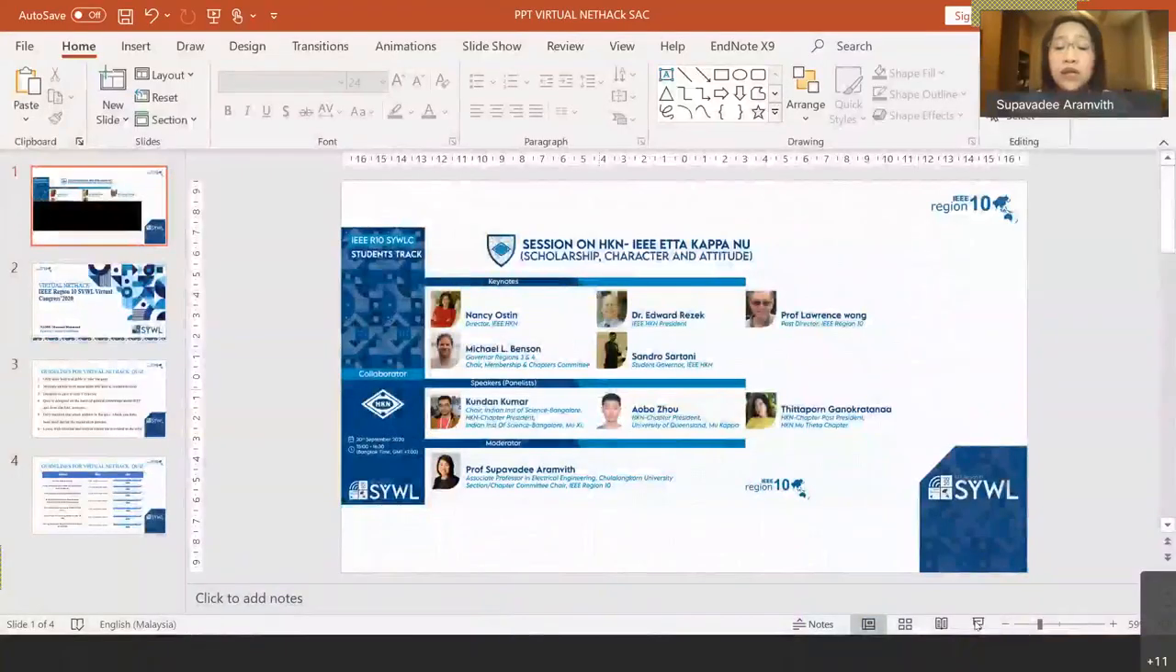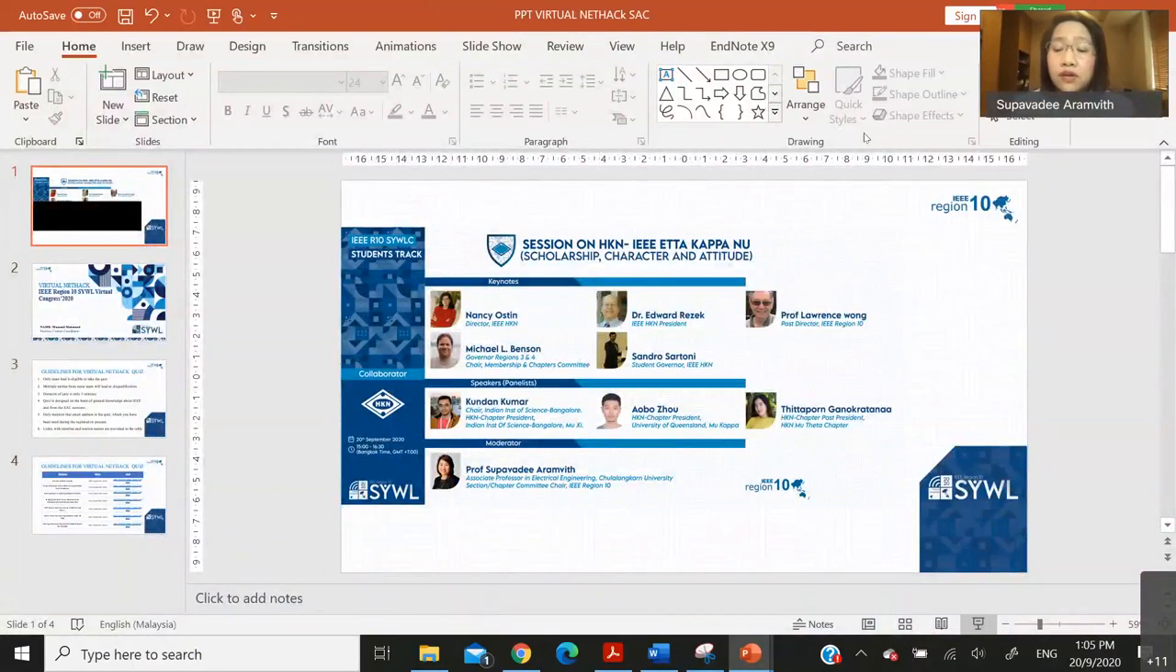And later we have the panel discussion speakers, who come from the chapter presidents of the chapters we have in the Asia Pacific. First we have Mr. Kandan Kumar, chair of the IEEE MUSAI at the Indian Institute of Science in Bangalore. And then we have Ms. Thitaporn Kanokratana, the HKN chapter president of the MU Theta. And then we have Obo Sao, the HKN chapter president of the University of Queensland, MU Kappa. And I'm glad to be the moderator of this session today.